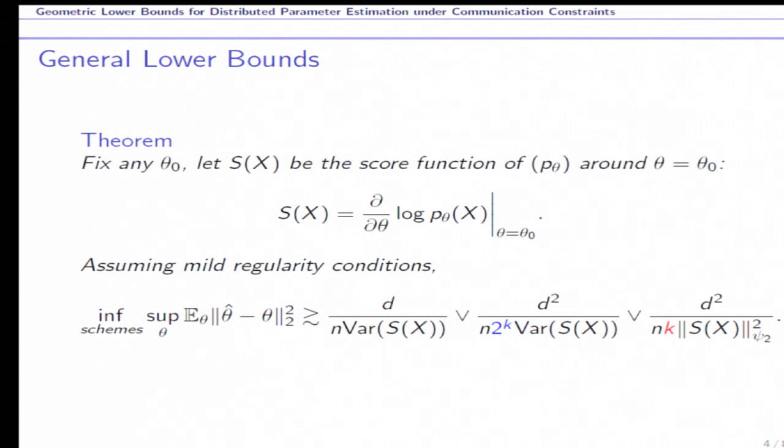And surprisingly, we also have a third lower bound, that is d squared over nk times the squared psi2 norm of the score function. Recall that the psi2 norm of a random variable is just the sub-Gaussian parameter of that random variable. Compared with the second term, we find that the dependence on k is different, and the dependence on the shape of the score function is also different. So we have two distributed lower bounds here, and it seems that the dependence on k depends on the shape of the score function.